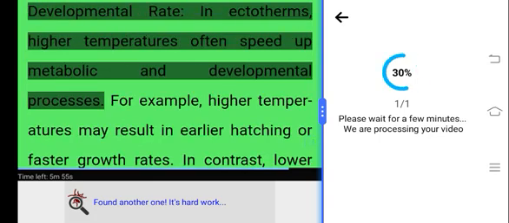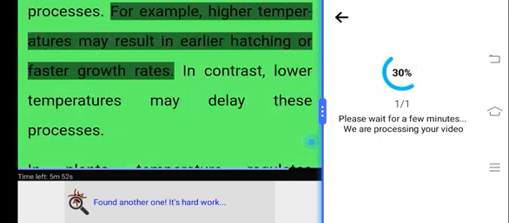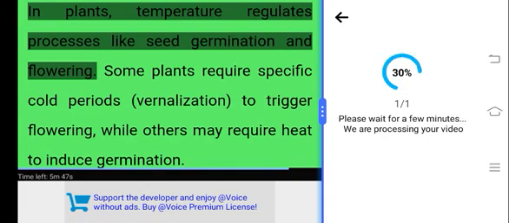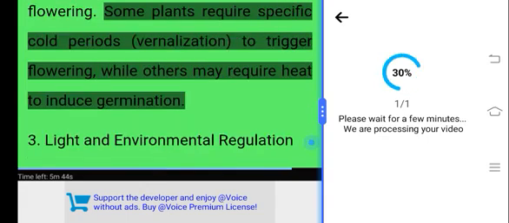Developmental rate. In ectotherms, higher temperatures often speed up metabolic and developmental processes. For example, higher temperatures may result in earlier hatching or faster growth rates. In contrast, lower temperatures may delay these processes. In plants, temperature regulates processes like seed germination and flowering. Some plants require specific cold periods before flowering, while others may require heat to induce germination.